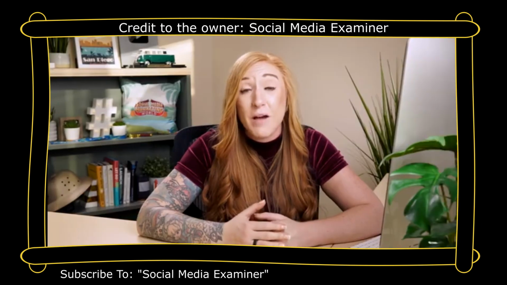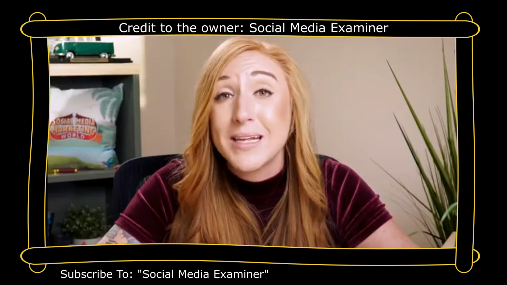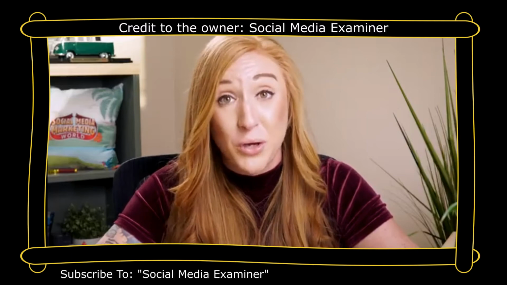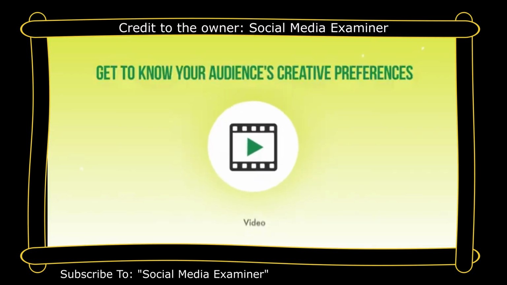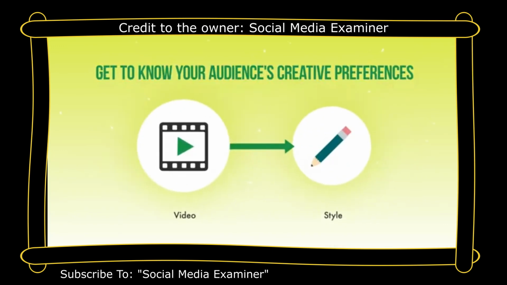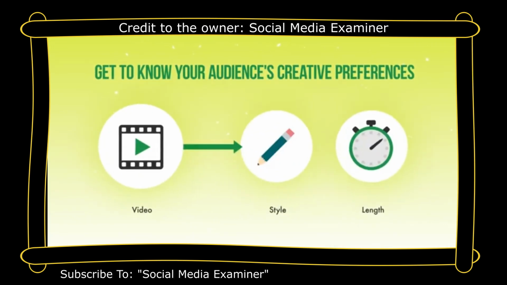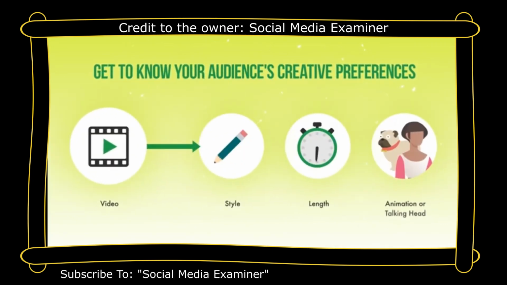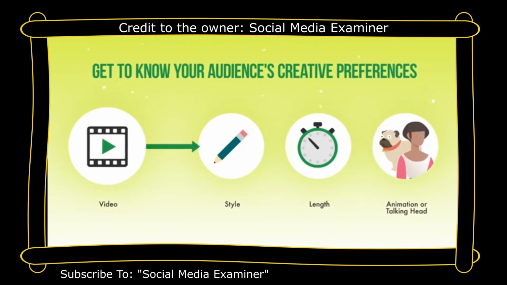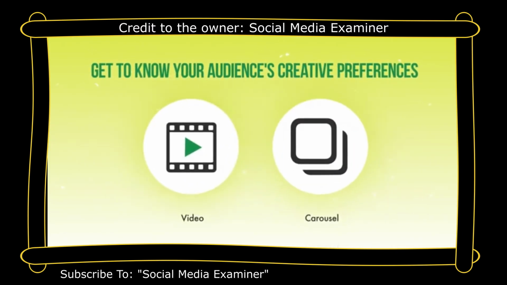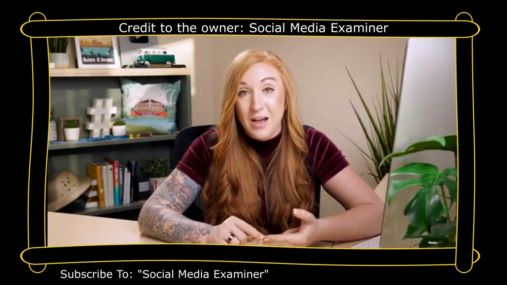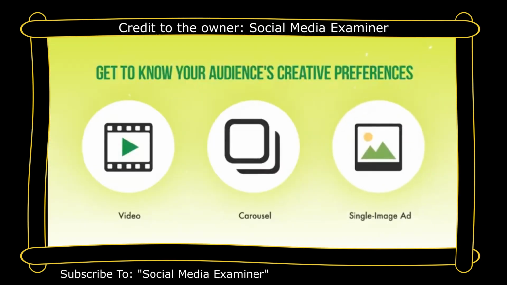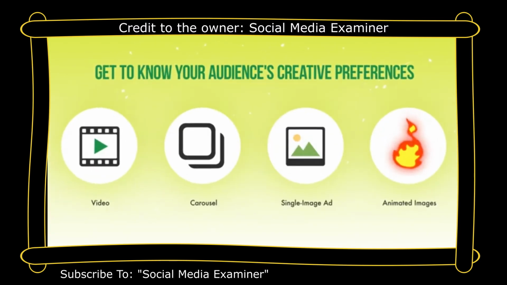Mistake number 8 is not testing multiple creative formats. If you're not trying a variety of formats, your audience is not going to be able to show you what they prefer or what's working best. This could include video, but also different styles of video, shorter form versus longer form, maybe animated versus talking head. You also could do things like carousels, which can work very well and are not used nearly enough. You could also test single image ads if you have not been using those, or even animated style images.